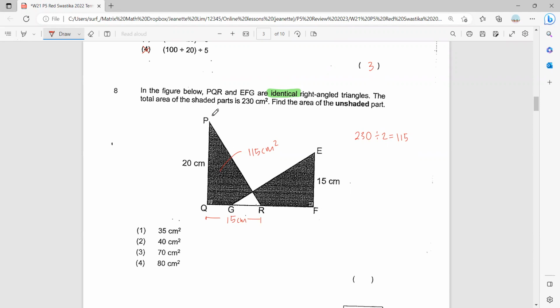So to find the area of triangle PQR, I will take half times base times height. So half times 15 times 20. Half times 20 is 10, so 10 times 15 is 150. Then we take the triangle minus the one shaded part. So this will give us 35. Answer is 1.